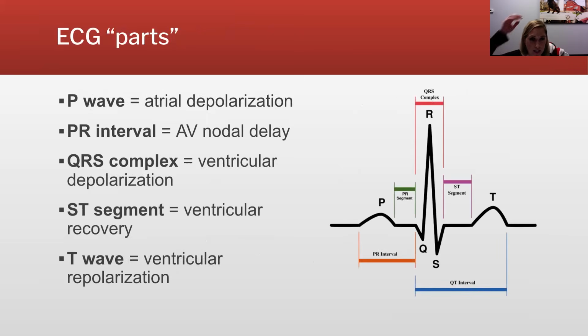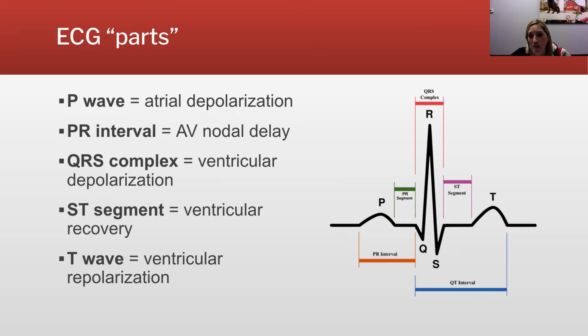So the important parts of the ECG that you need to know in order to interpret a normal ECG, let alone any arrhythmias. The first part is the P wave right here, the first little hump, and that P wave represents atrial depolarization. Then you have your PR interval, the space from the beginning of the P wave to the onset of your QRS complex. The PR interval represents AV nodal delay, the time it takes that electrical activity to get through the AV node.